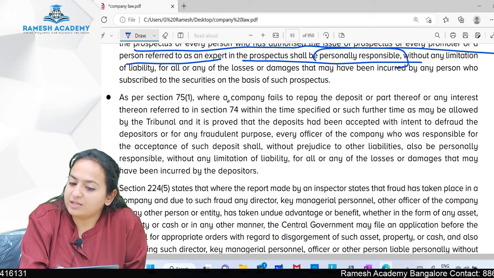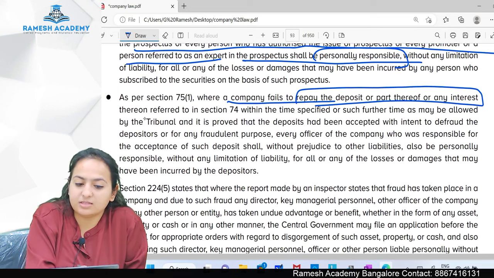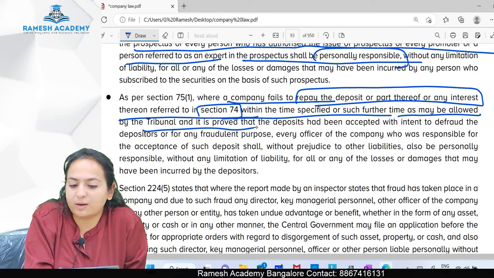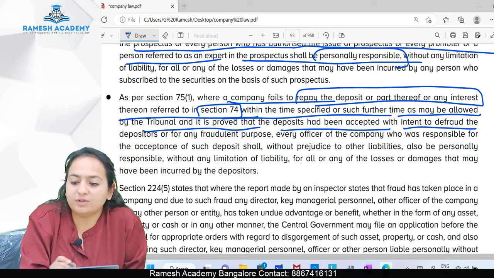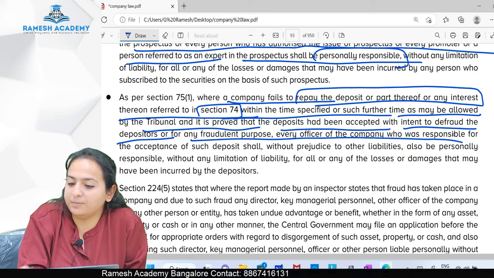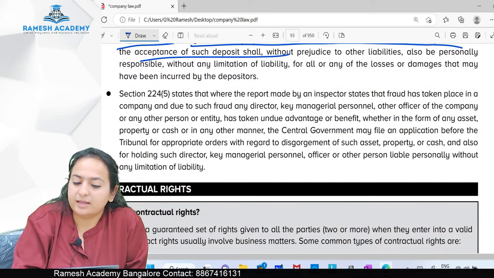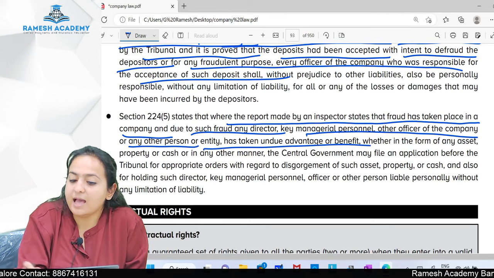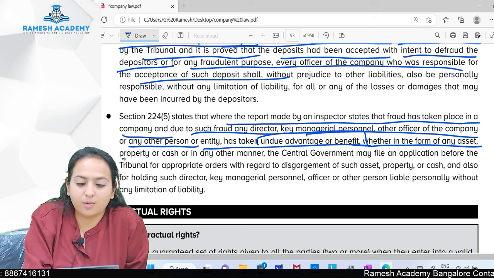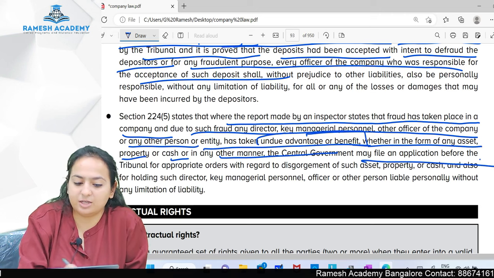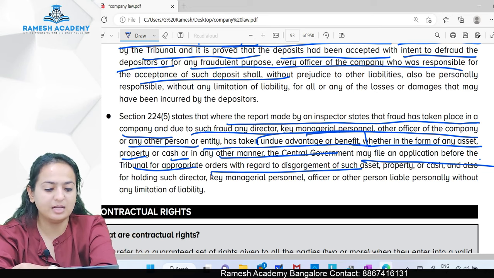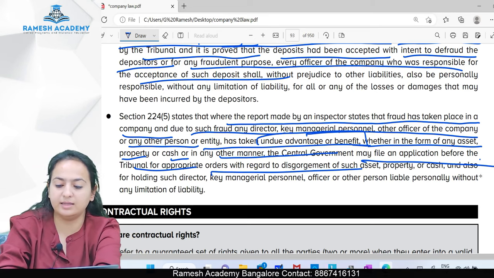Then, when the company fails to repay the deposit or part of the interest thereon, section 74, within the specified time or further time as may be allowed by the tribunal, and it may be proved that the deposit had been accepted with the intent to defraud the depositor or for a fraudulent purpose, then every officer will be liable. Then, where the report made by the inspector states that fraud has taken place in the company, and due to such fraud any director, KMP, or officer of the company, or any person or entity has taken undue advantage or benefit, whether in the form of asset, property, cash, or other manner, the central government may file an application before the tribunal for appropriate orders with regard to disgorgement of such asset, property, cash, and also for holding any director personally liable without limiting the liability.